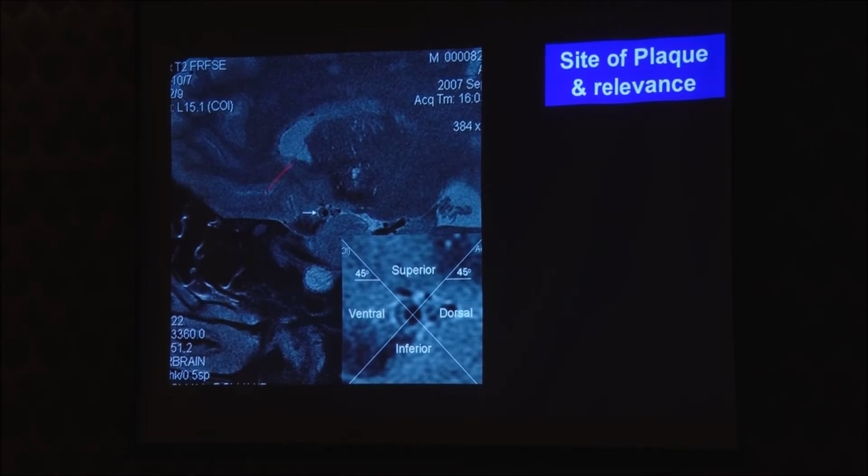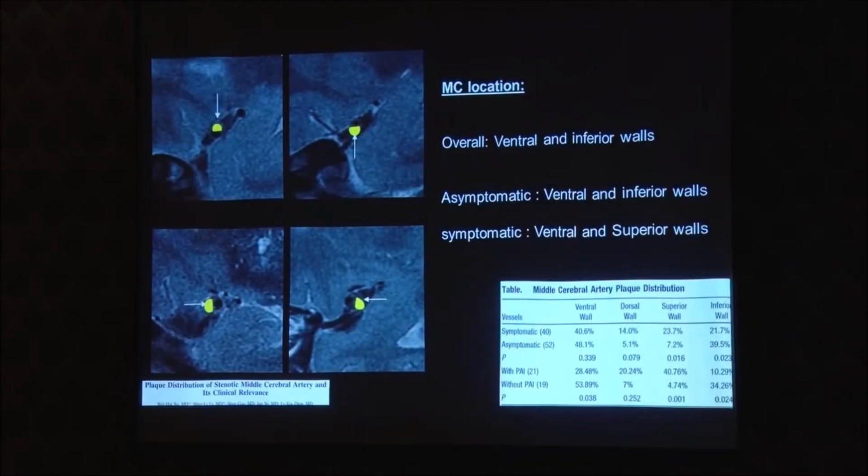So if you see, this is a sagittal section T2 MRI, where we look at the middle cerebral artery. We can divide it into 4 quadrants based on 2 diagonals here: the superior, inferior, ventral, and dorsal. In this particular instance, you see the plaque in the anterior wall, the ventral wall of the middle cerebral artery. So we have a specific predilection to which wall this plaque involves.